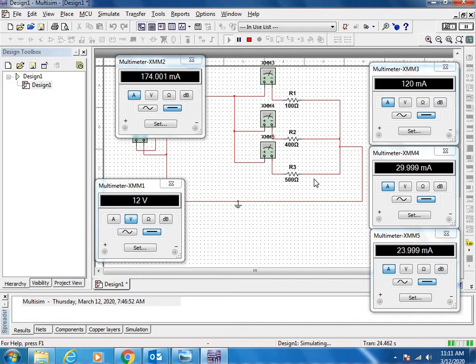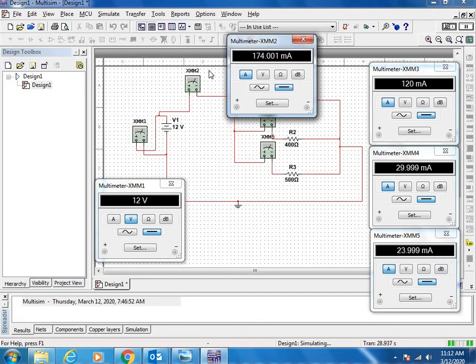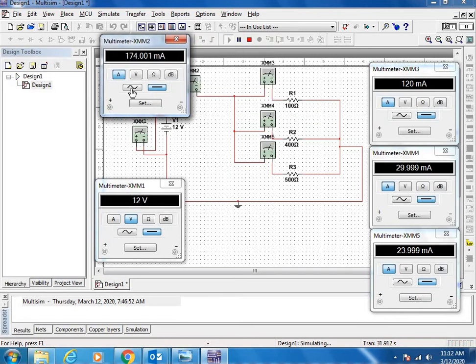To do the analysis, we have to calculate the total circuit resistance for a parallel circuit. The formula is 1 by R total equals 1 by R1 plus 1 by R2 plus 1 by R3, where you will get the total resistance. Then you can calculate the total circuit current, I equal to V by R, 12 divided by total resistance.